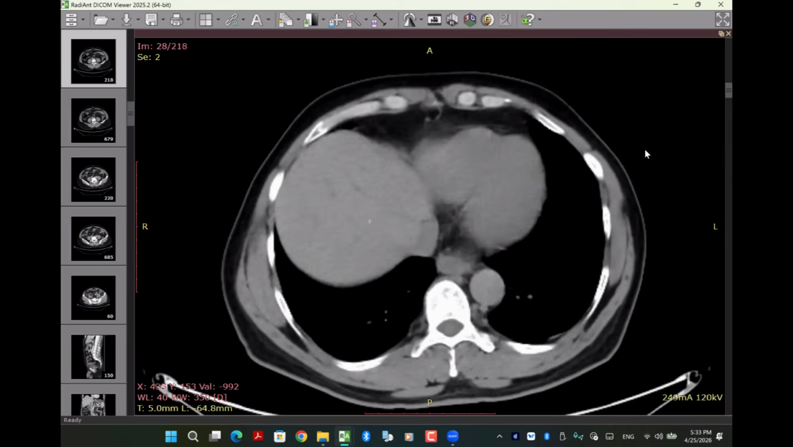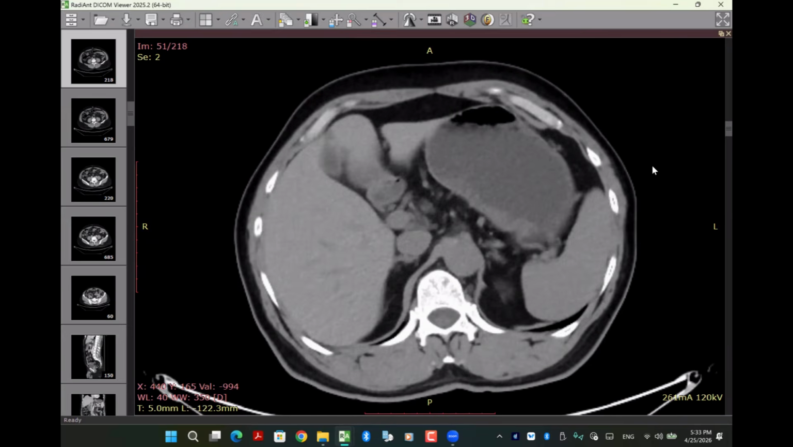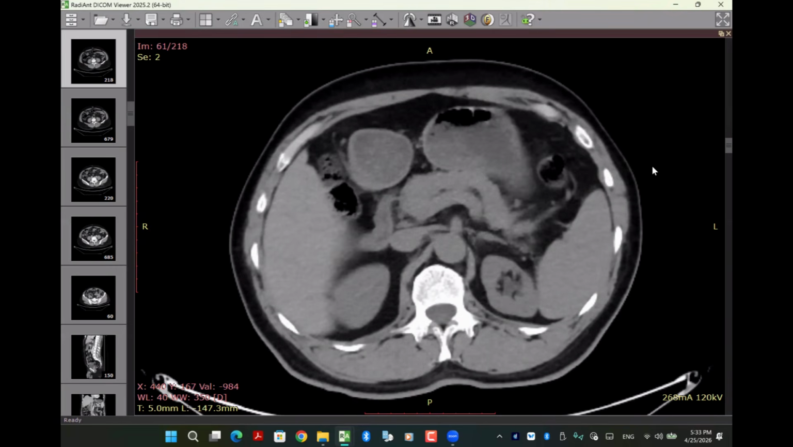Okay, this is again a CT scan of the abdomen, basically a KUB CT scan, which is non-contrast images. Here I will scroll the images from the top to bottom, and then I will be able to make any comments.